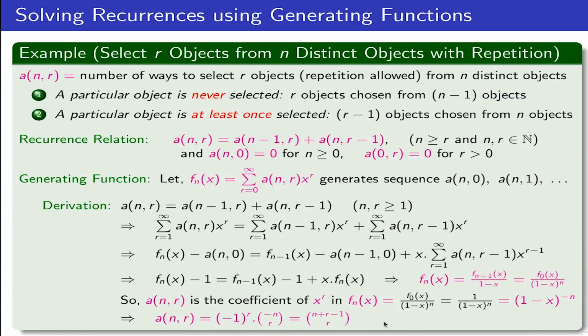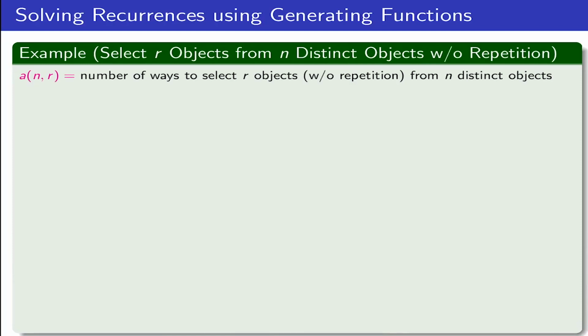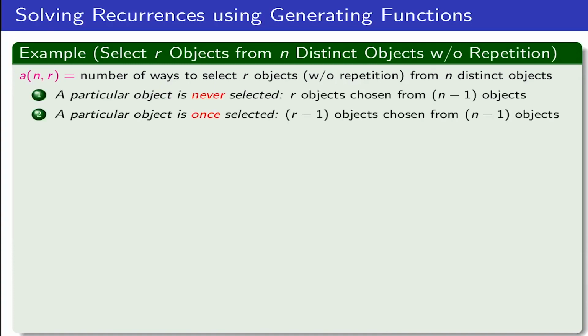Let us change it a bit to clarify: choosing r objects from n distinct objects without repetition. Since we are using without repetition, you know the answer, right? n C r. Let us see. Without repetition means that when I say a particular object is never selected, I need to choose r objects from the n minus 1 remaining objects. One object I will never select. And when I say each object is selected once, without repetition, that means I select that one, and the remaining r minus 1 I will choose from the remaining n minus 1. Any other choice will not select it anymore. Repetition is not allowed, that's why.